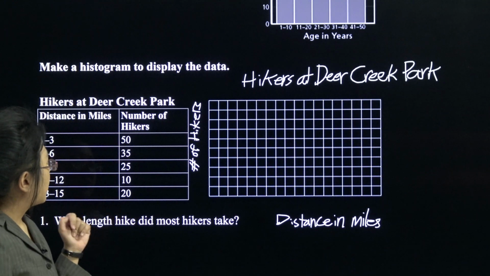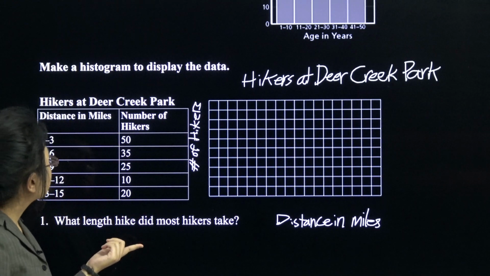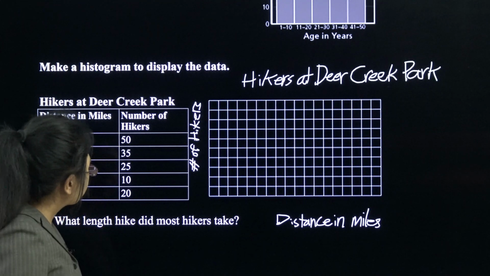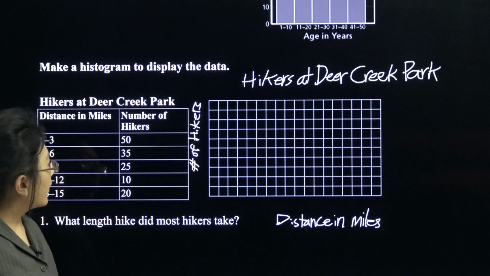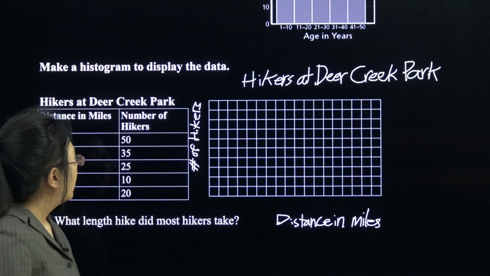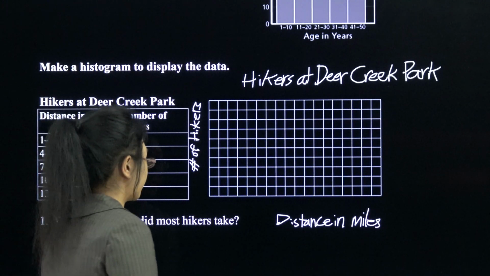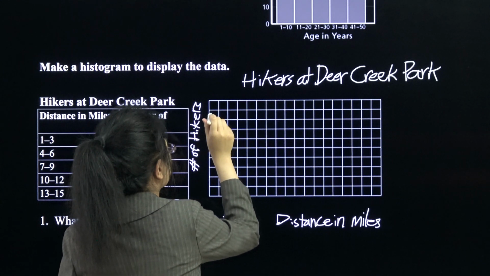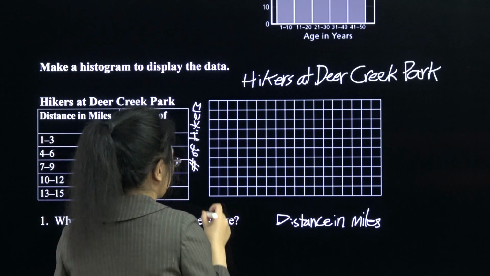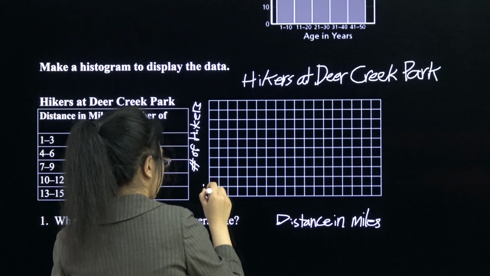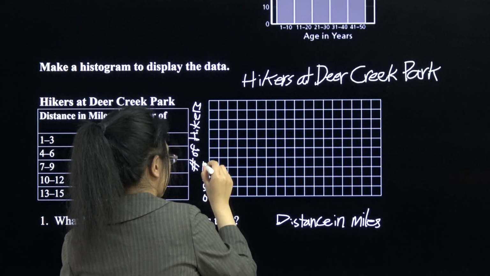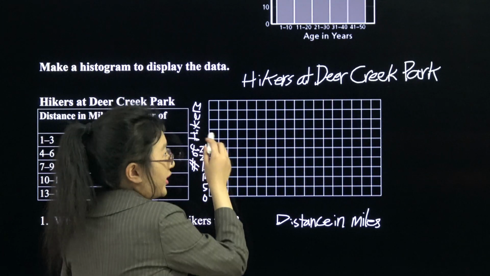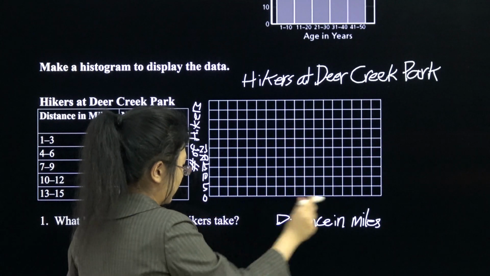Now we're going to decide on an appropriate interval. The highest number that we have is 50, and the lowest that we have is 10. We could do intervals of 10, but we could also do intervals of 5 if there's enough spaces. 0, 5, 10, 15, 20, 25. There's just enough spaces. This might take a while, so I'm going to skip that, but we're going to talk about this first.